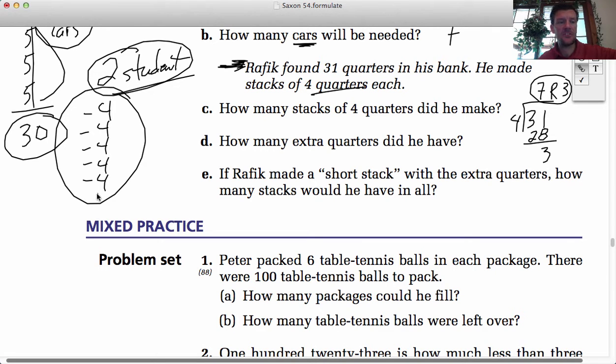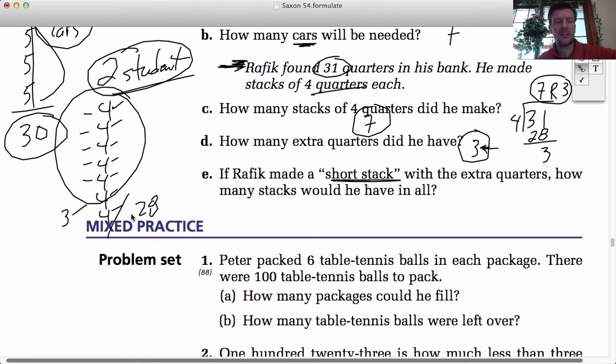I could keep doing this over here. 1, 2, 3, 4, 5, 6, 7 stacks. That gives me a total of 28. But I have 31 quarters. So you've got 3 that are remaining. How many stacks? 7. How many extra quarters? 3 remaining. Okay? If Rafiq made a short stack with the extra quarters, how many stacks would he have in all? Well, these 3 remaining quarters are going to go into a stack by themselves, so that means you'd have 1, 2, 3, 4, 5, 6, 7, and then that remaining short stack, so there are 8 stacks altogether.